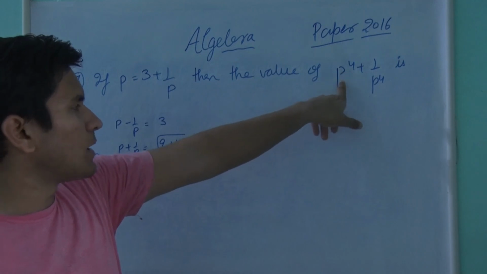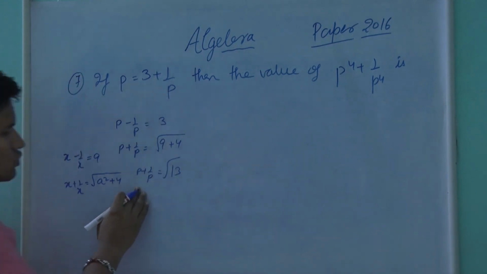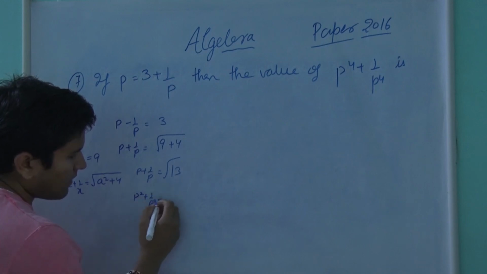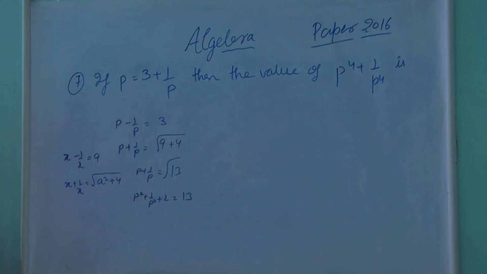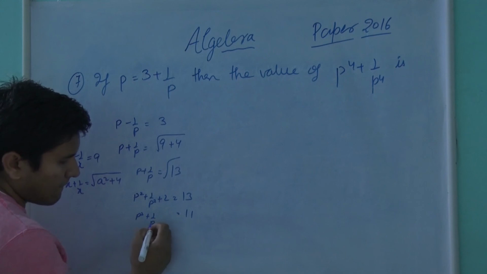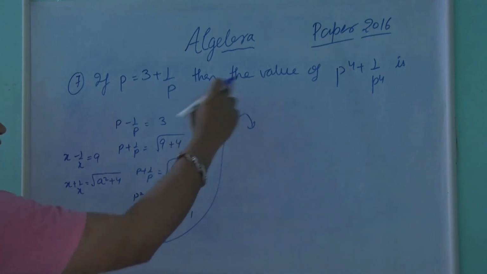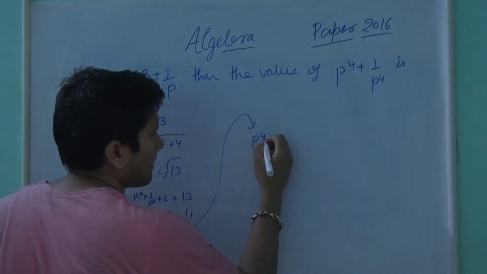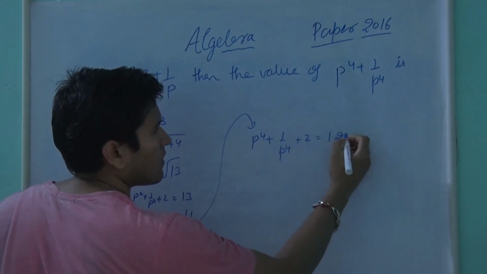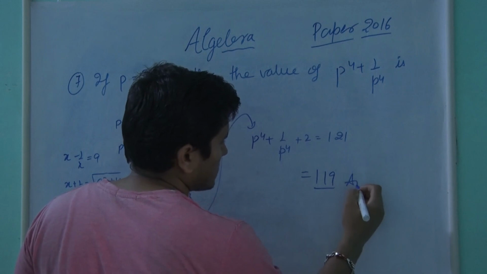Now we want to get the result of p to the power 4 plus 1 upon p to the power 4. How can we get this from this? You just have to square it twice. If you square it first, then take 2 to this side, it will become this. You have to find the power of 4, so squaring again, now take 2 to this side. So this is the answer.